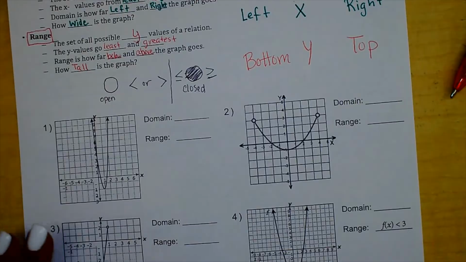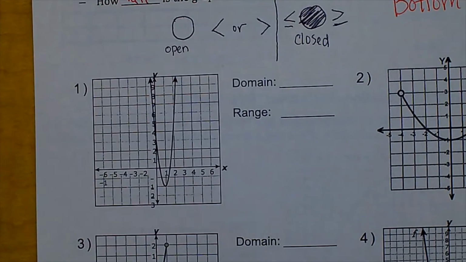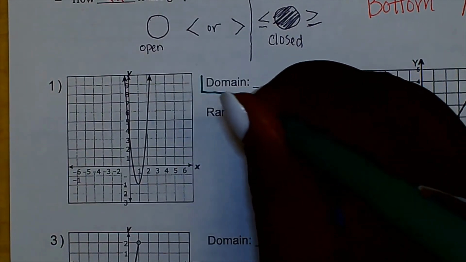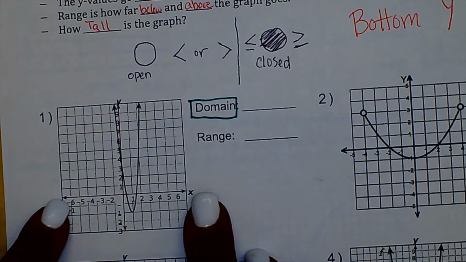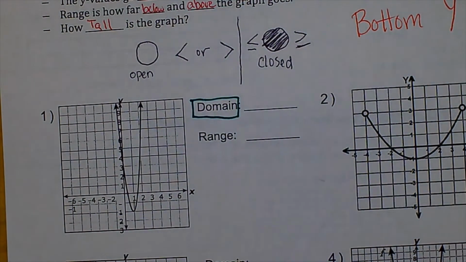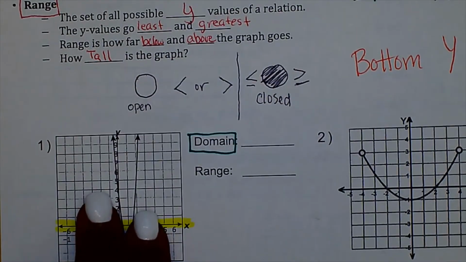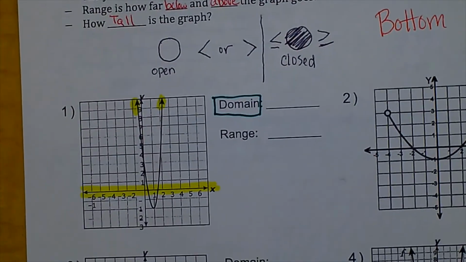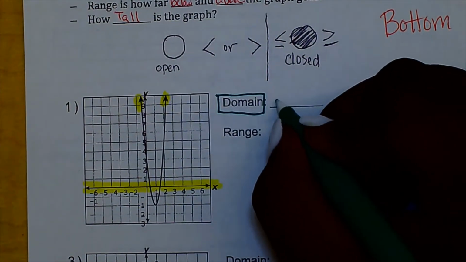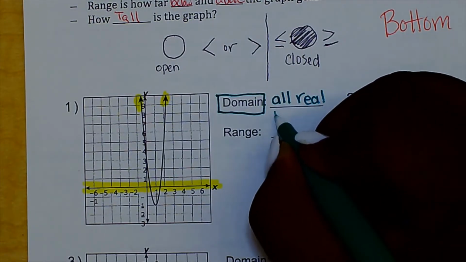Let's get back to our notes. All right, let's do a few problems. Let's find the domain. The first thing you want to do is inspect your graph. This is your x-axis. You may want to highlight your x-axis so you can know where it's located. This is your x. Then look at how wide your graph is. We have some arrows. These arrows mean that it's going to go on and on forever. So that means the domain is all real numbers.